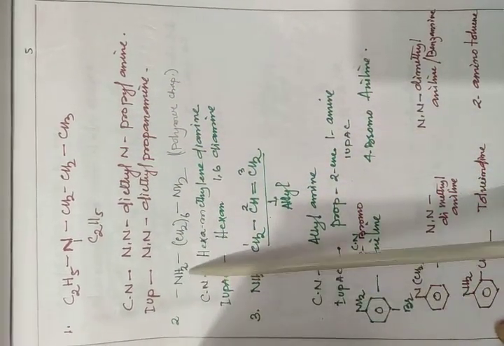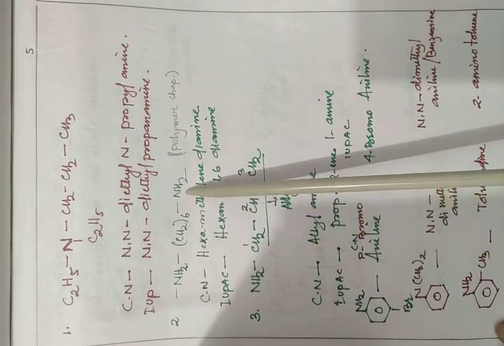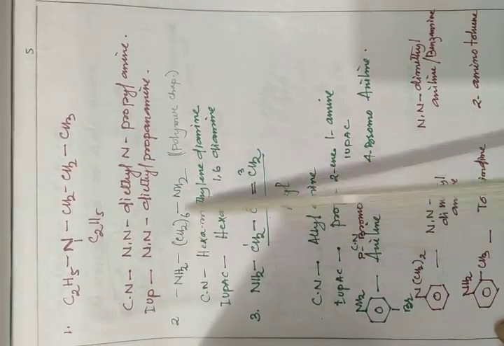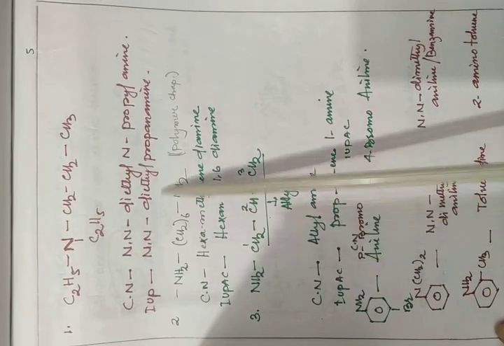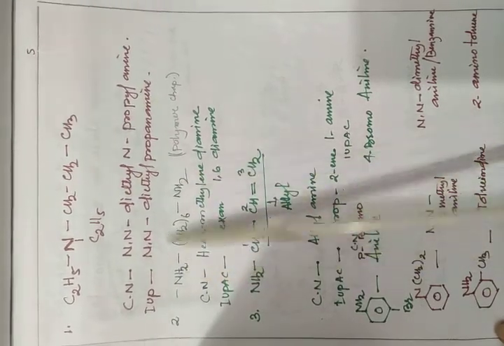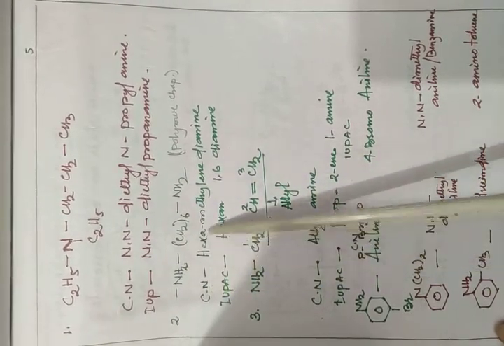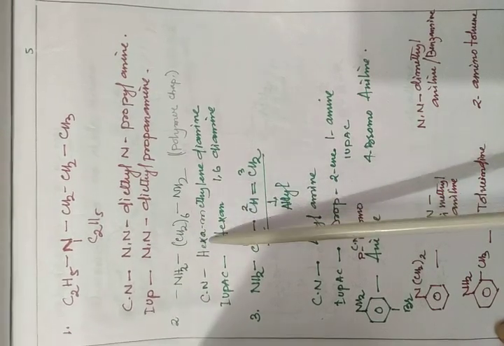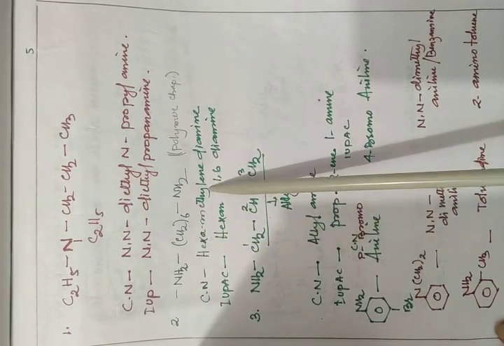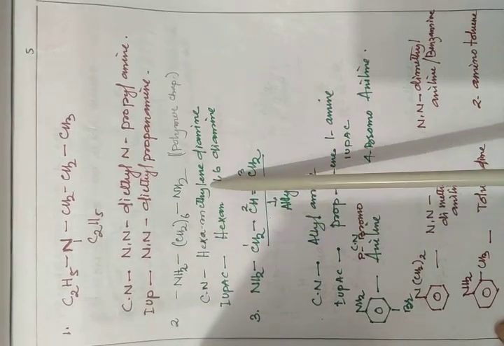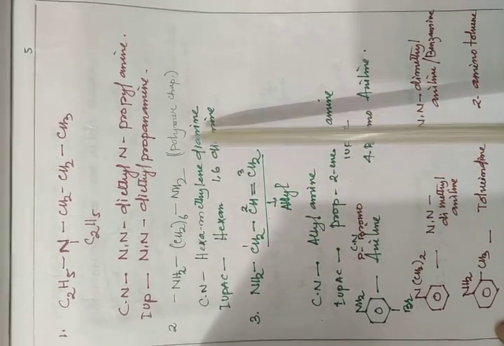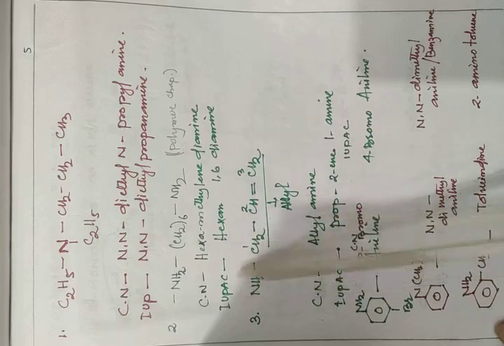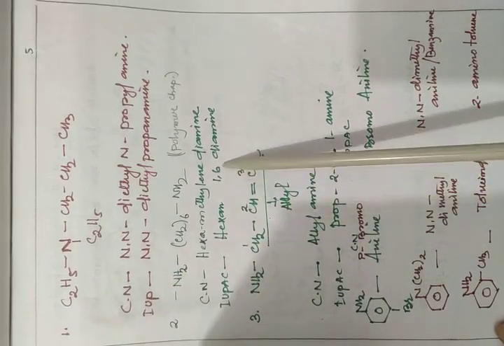The next is NH2, then CH2 6 times, then NH2. This compound is from the polymer chapter. Now we will give the common name: hexa, meaning CH2 6 times is there, then methylene, then diamine. So 2 NH2 are there, diamine. In IUPAC, hexane-1,6-diamine.